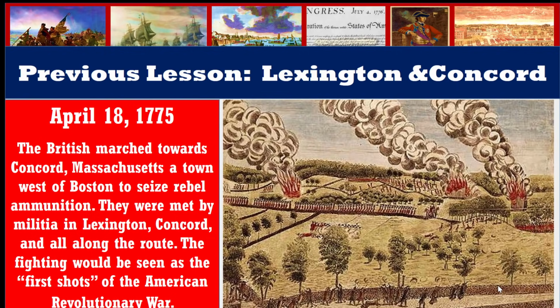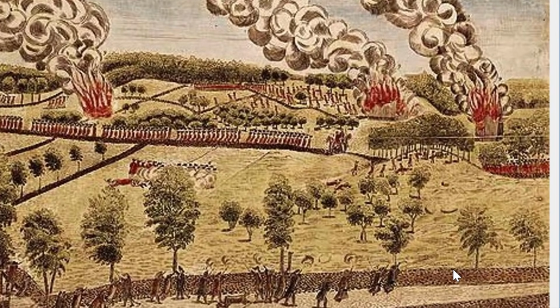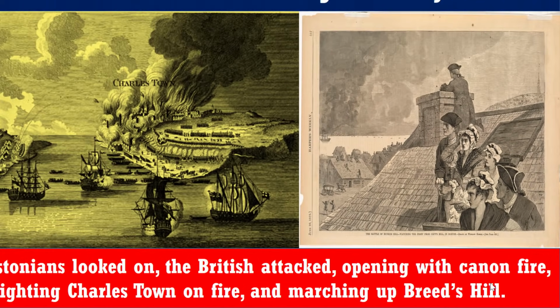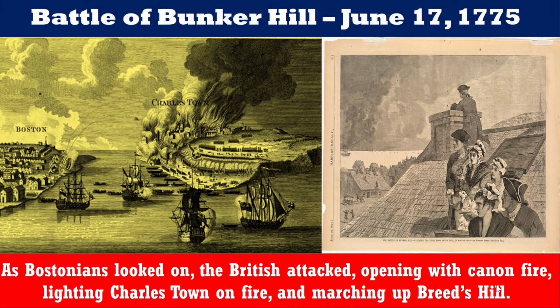Meanwhile, while the delegates might have been hoping to resolve their issues with the British peacefully, things in Massachusetts were turning violent. We looked at the battles of Lexington and Concord in April of 1775 in our part 1 of the American Revolution. So check that out if you haven't already. And the violence escalated further with the Battle of Bunker Hill, which we covered in that video as well.